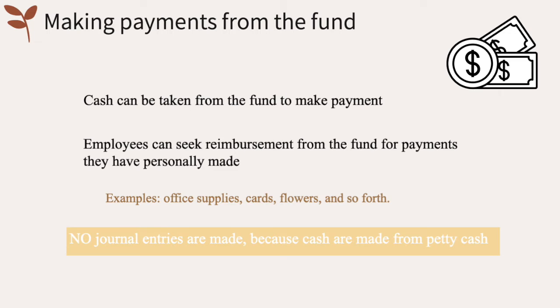Next is making payments from the fund. Cash can be taken from the fund to make payments, or employees can seek reimbursement from the fund for payments they have personally made. Notice that as payments are made from petty cash, no journal entries are made.